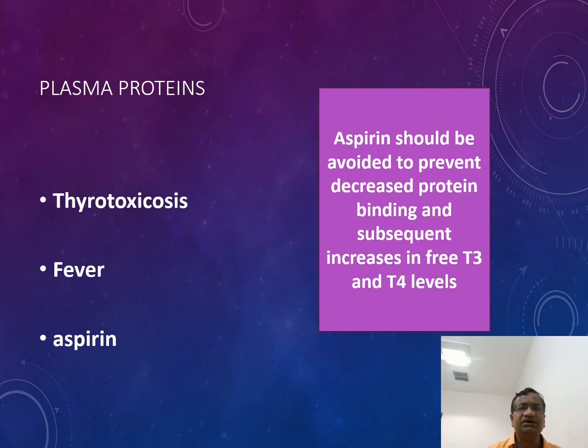There is fever produced by thyrotoxicosis, and aspirin should be avoided to decrease fever because it increases free T3 and T4 levels. So aspirin for fever therapy is a problem because it interacts at the level of plasma proteins, at the level of distribution in the pharmacokinetic level.